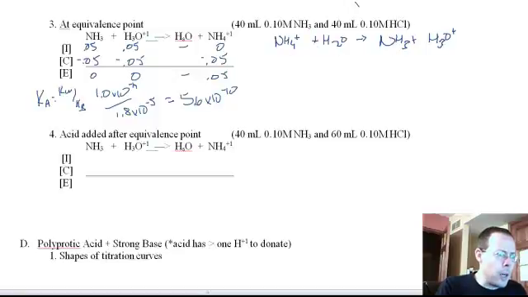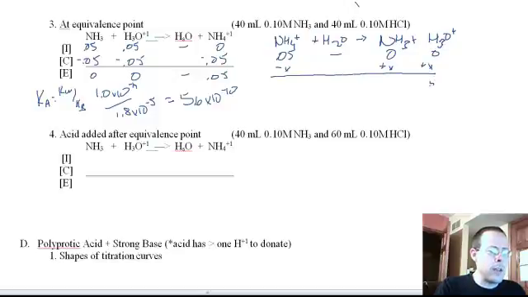Where NH4, we have 0.05 molar. Water doesn't matter. We have no ammonia to start with. We have no strong acid to start with. This is going to change by X. Positive X, positive X. So at equilibrium, we have X moles of acid, we have X moles of ammonia, and we have 0.05 minus X moles of ammonium.